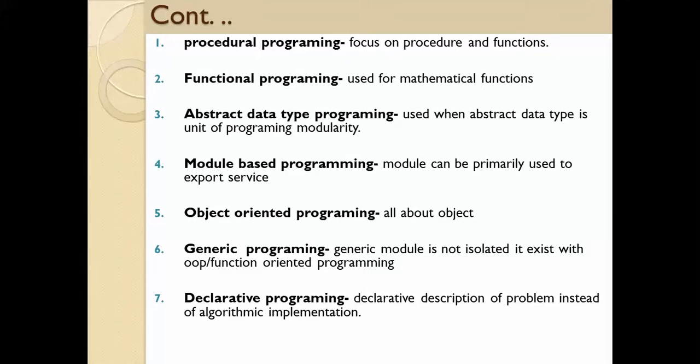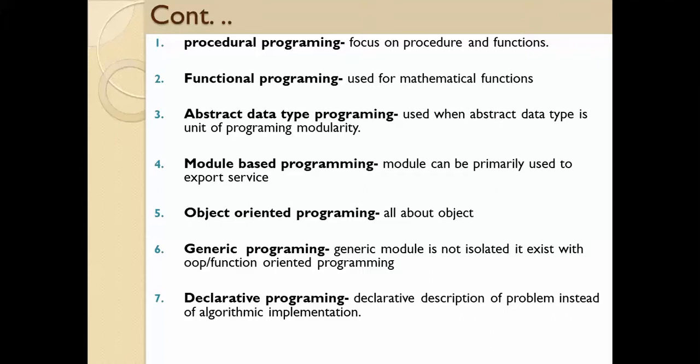So this is the description. Procedure programming focuses on procedures and functions, right? Whereas functional programming is used for mathematical functions. After that, abstract data type programming: in that programming style, the abstract data type is the unit of programming modularity, which means it focuses on the abstract data type.